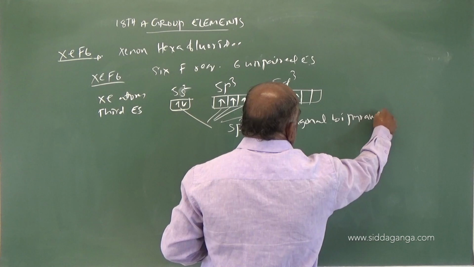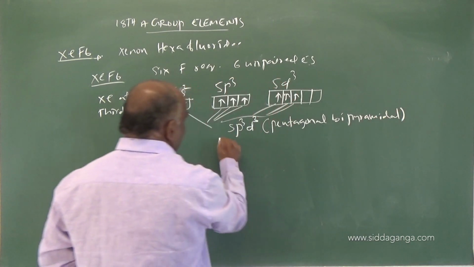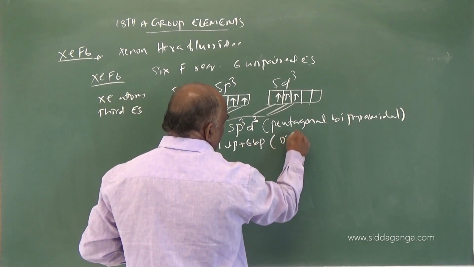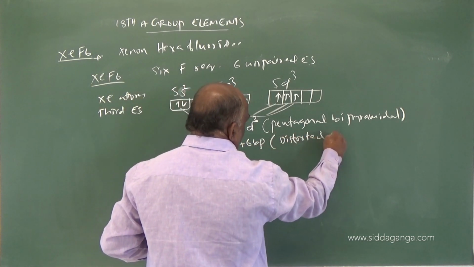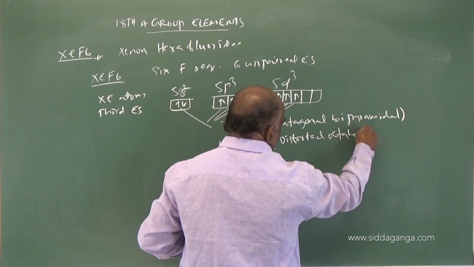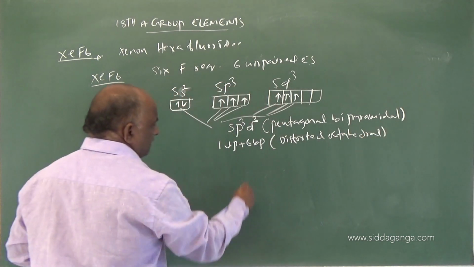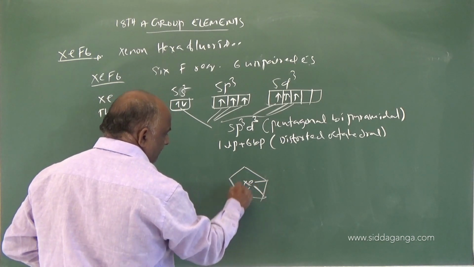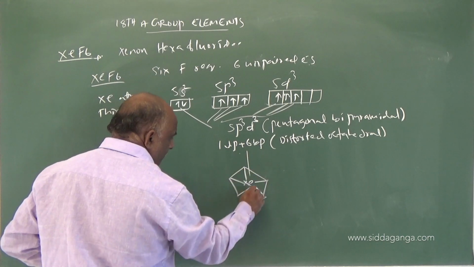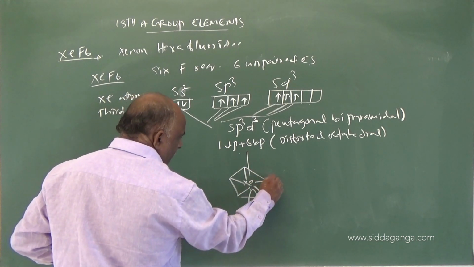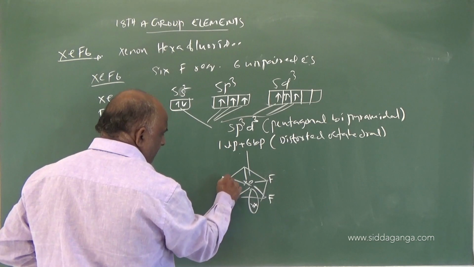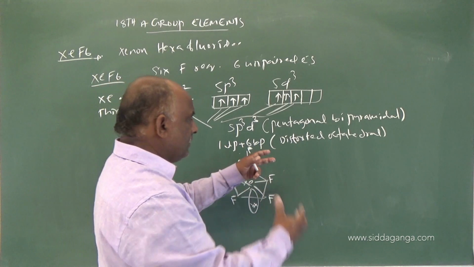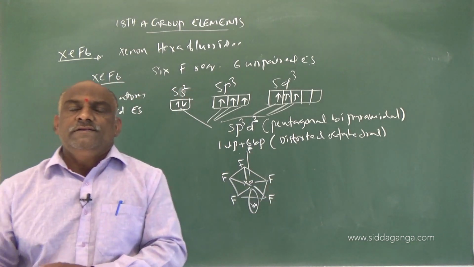bipyramidal, but in this example, one lone pair plus 6 bond pairs, it is a distorted octahedral. Distorted octahedral means like this. Xenon, this is applying force towards downwards, then it becomes a distorted octahedral geometry.